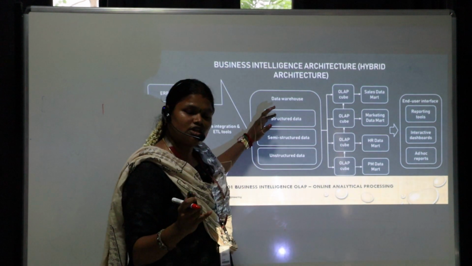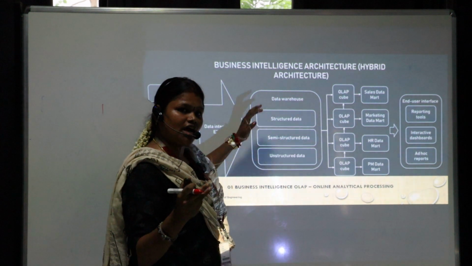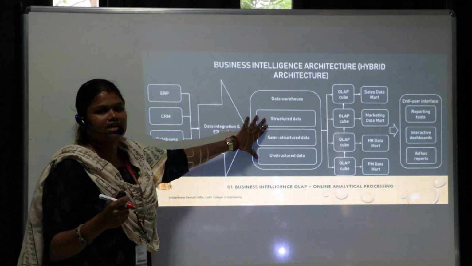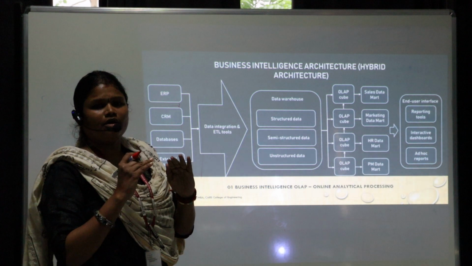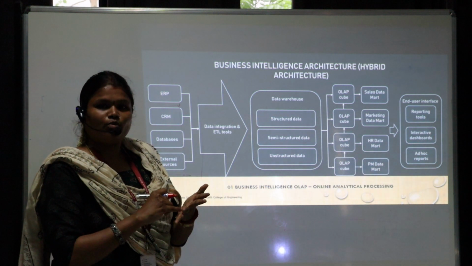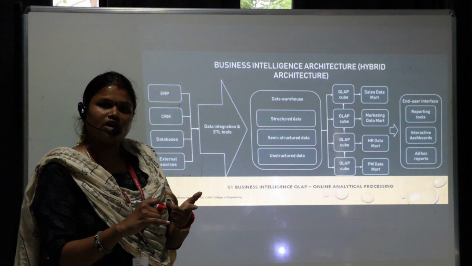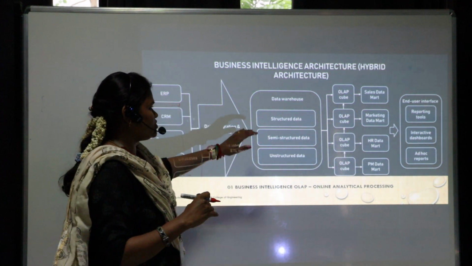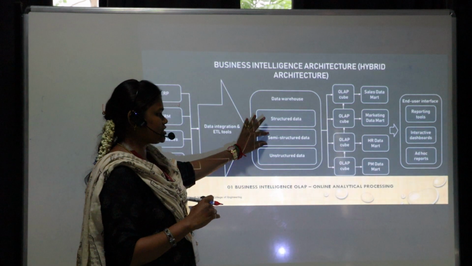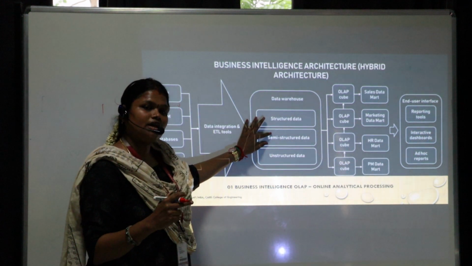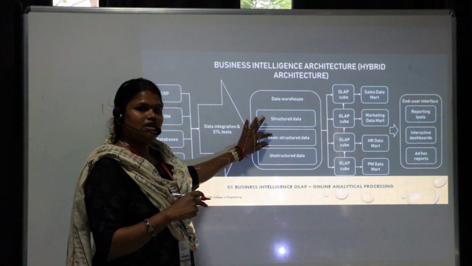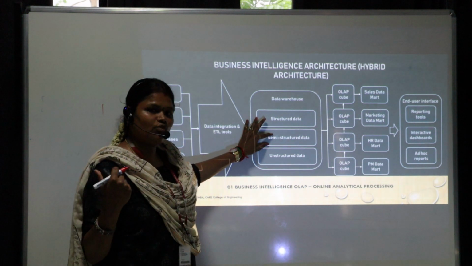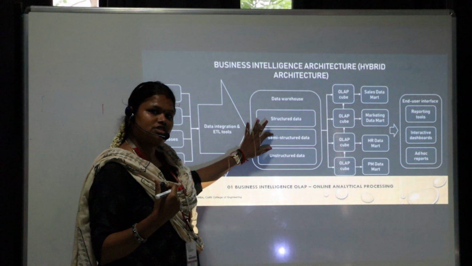They'll have structured data, semi-structured data, and unstructured data. Structured data means things like product name, product specifications, how many products we have sold so far, the color of the product. Likewise, we have structured data. Semi-structured data means how many customers have bought this, how many I have in the inventory. Likewise, we'll have semi-structured data.